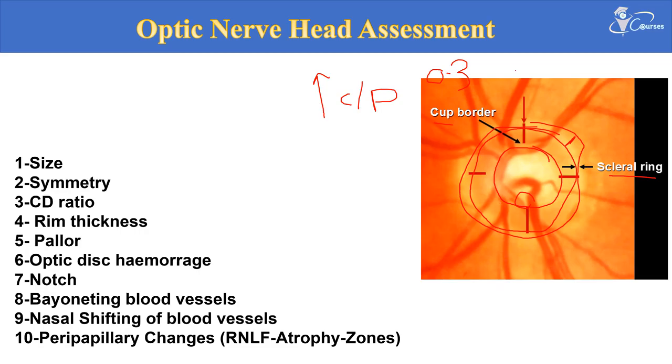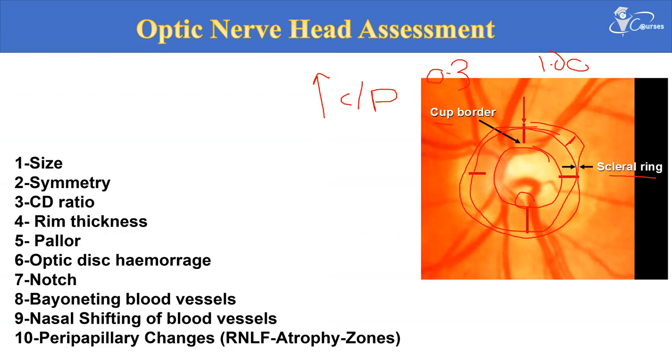And if there is no remaining rim, so there is progression from 0.9 to 1, then this means that there is optic atrophy. There is no remaining neuroretinal rim, and this indicates an end-stage case of glaucoma. So we want to preserve the health of this neuroretinal rim in patients with glaucoma, preventing further progression of the glaucoma.